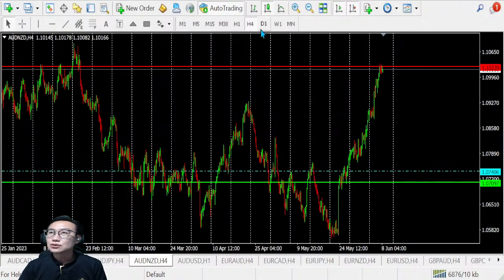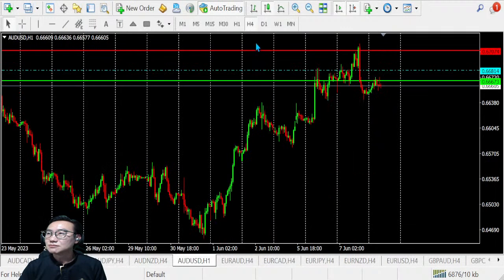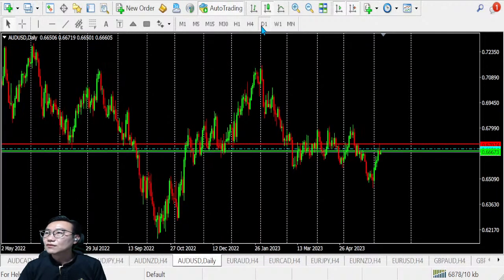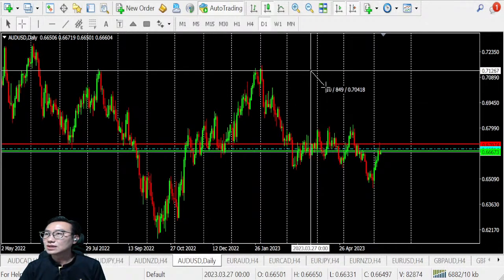For Aussie dollar, let's skip the Aussie Kiwi first. For Aussie dollar, let's take a look at the trend here. Looking at the trend over here, we are looking into this area here. It started to swing down and hover around, and then started to sell down again. Are we in the bull or in the bear?